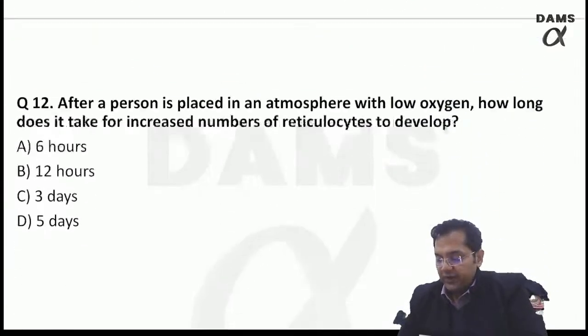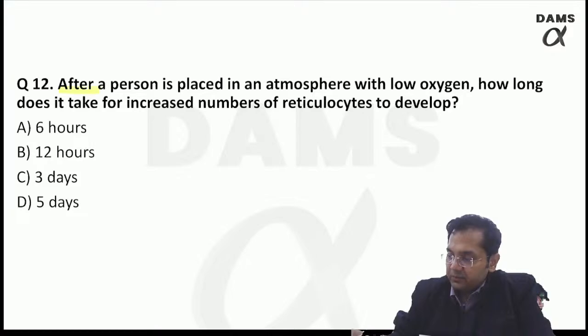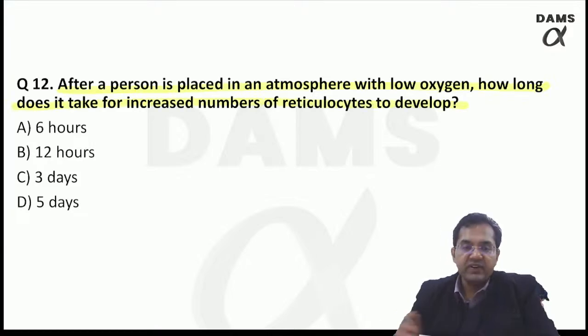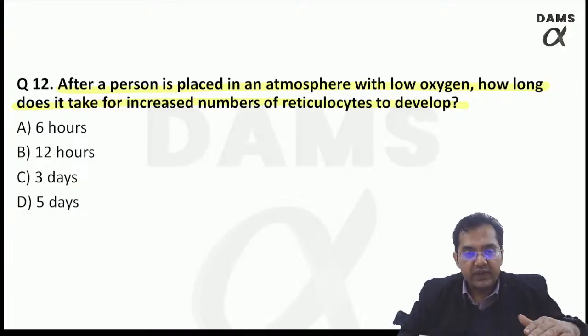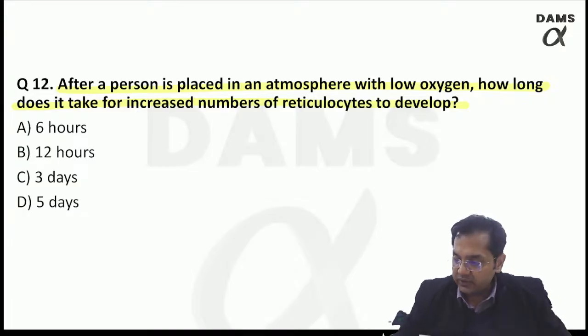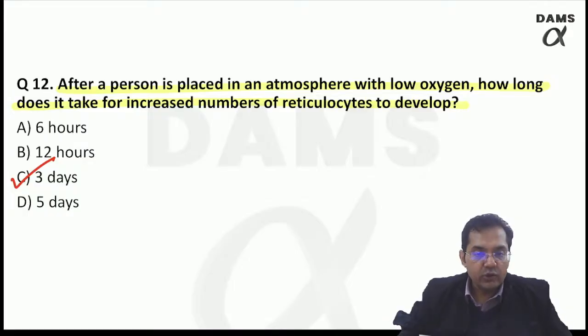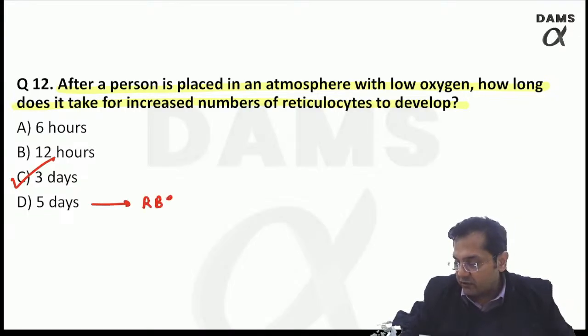Moving to question 12, after a person is placed in an atmosphere with low oxygen, how long does it take for the increased number of reticulocytes to develop? Generally it takes around 12 hours for the erythropoietin level to peak, and around 3 days for the reticulocytes to develop, and 5 days for the RBCs to appear in circulation.